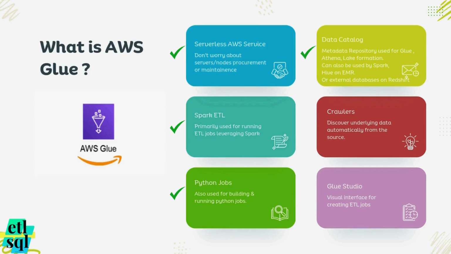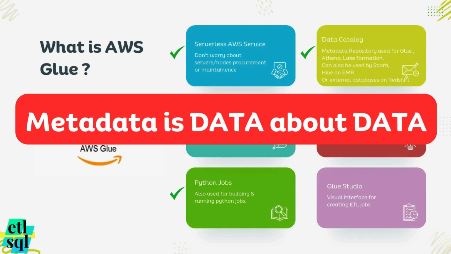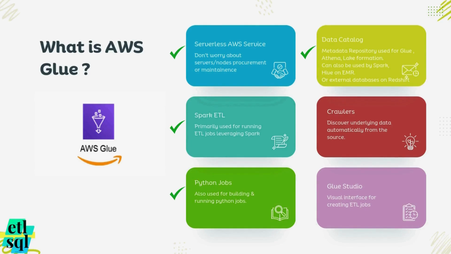The next set of features, a very good feature, is the Data Catalog. It is a centralized metadata repository. It is used for Glue, Athena, Lake Formation, and can also be used by Spark and Hive on EMR and as an external database on Redshift. So what is metadata? Metadata is data about data. Everybody just remembers this definition all the time. But sometimes I've seen when I ask, okay, data about data is metadata, but can you explain it more? And then I see people struggle.